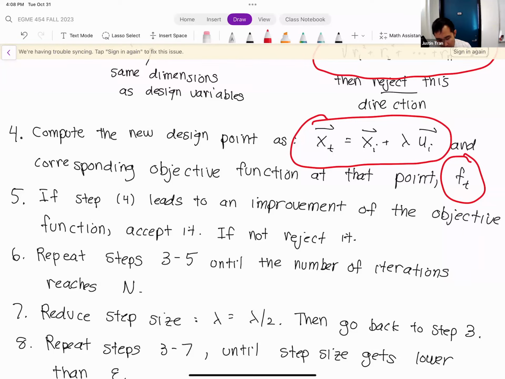And so we have a check, and you're going to see this as an if statement in the code. If the previous step led to an improvement of the objective function, and so we find one that's more negative or less than the previous step, then we accept it, and we actually step there. If not, then we reject it and we return to our previous location.